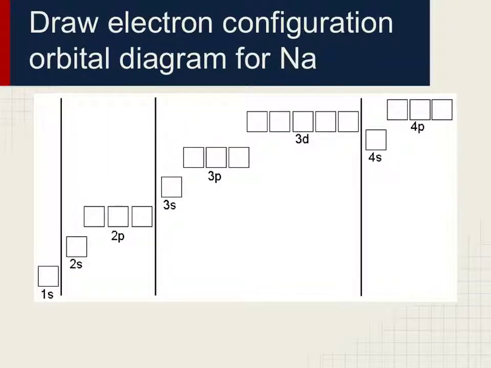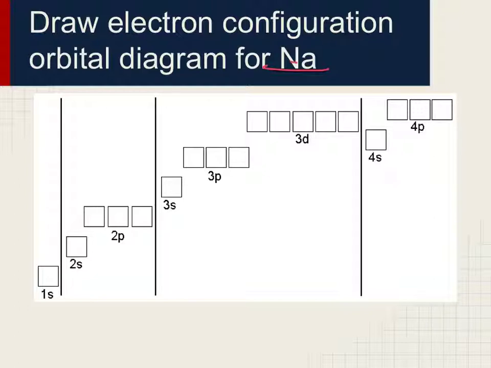So in order to practice writing electron configurations, we have to first draw electron configuration orbital diagrams. All right, so this is the first step. If I've asked you to write the electron configuration for sodium, we first want to draw the orbital diagram.